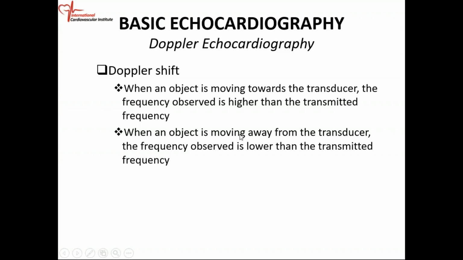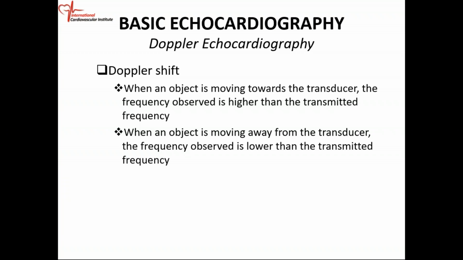And then when an object is moving away from the transducer, the frequency observed is lower than the transmitted frequency. So what we're saying, when we do ultrasound, the frequency that we're sending out from the transducer or the probe is going to be fixed. Say 2 megahertz. We're sending out 2 megahertz. But if you have blood flowing towards the transducer, the transducer is going to perceive that frequency, say 3 or 4 megahertz. It's going to perceive a higher frequency.